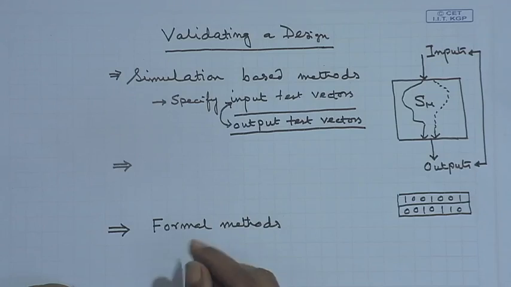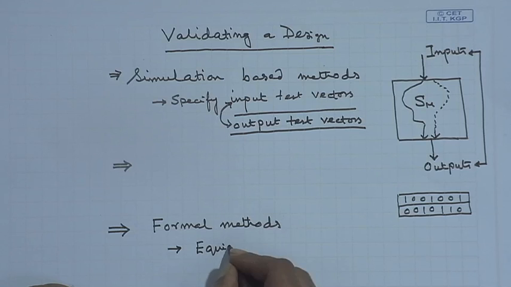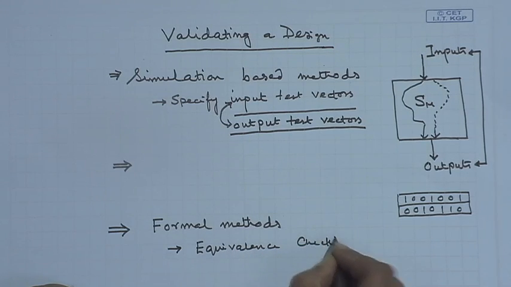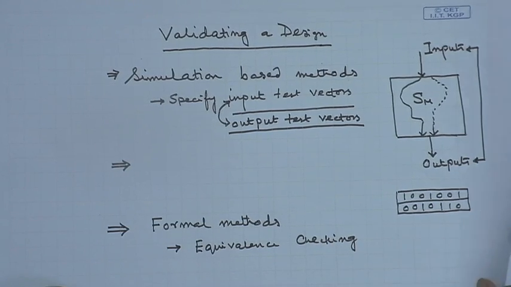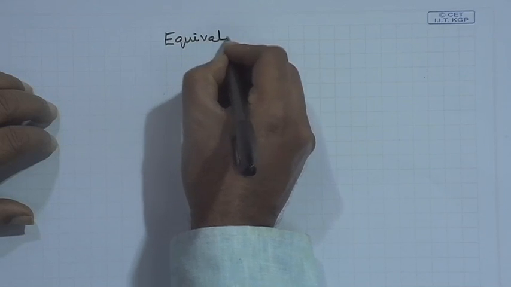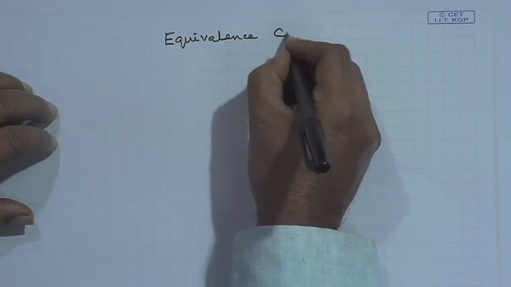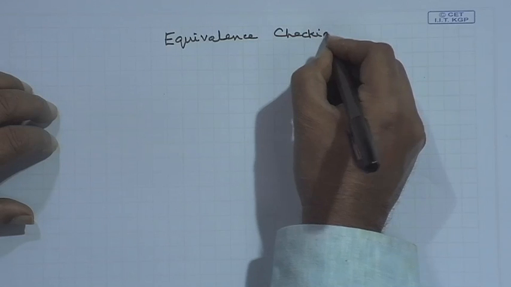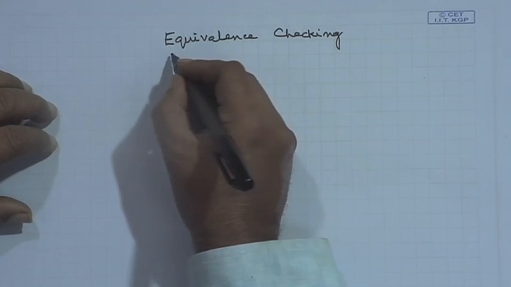And for that there are different ways of doing that. Say one is equivalence checking. Equivalence checking. Let me clearly say what we mean by equivalence checking. What is that?